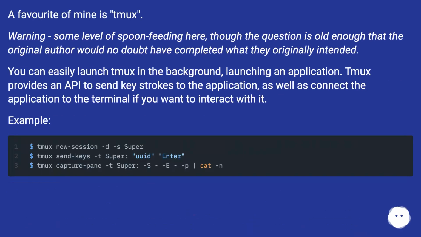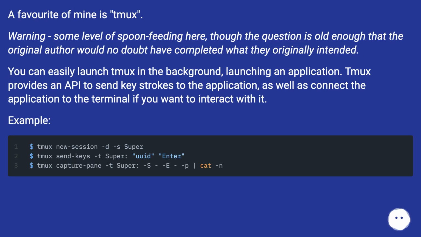A favorite of mine is Tmux. Warning, some level of spoon feeding here, though the question is old enough that the original author would no doubt have completed what they originally intended. You can easily launch Tmux in the background, launching an application. Tmux provides an API to send keystrokes to the application, as well as connect the application to the terminal if you want to interact with it.